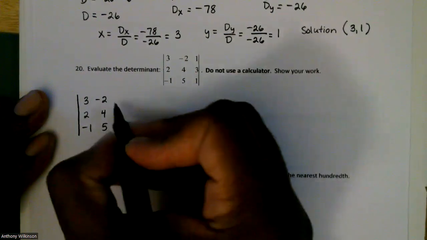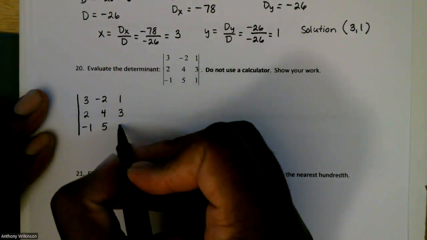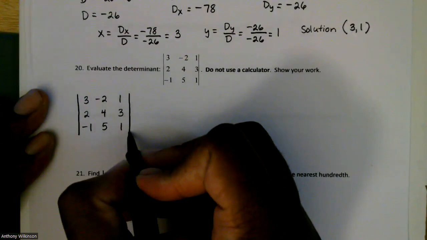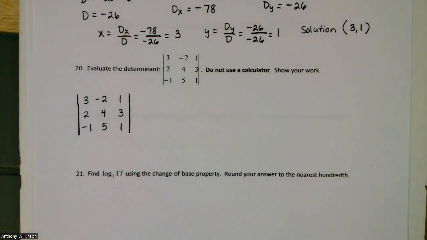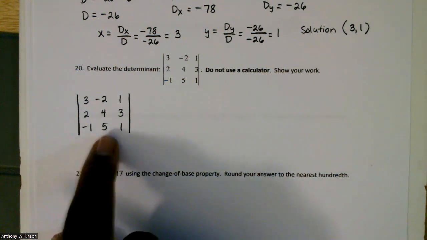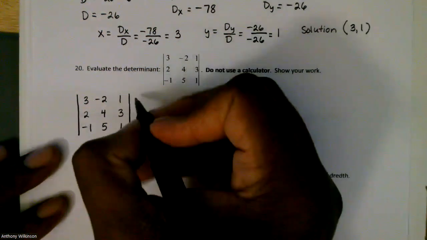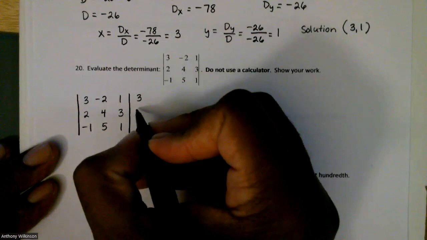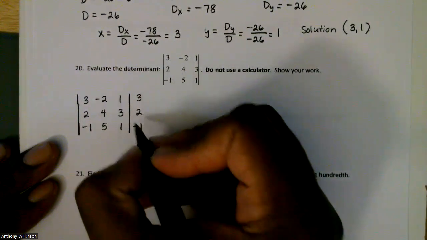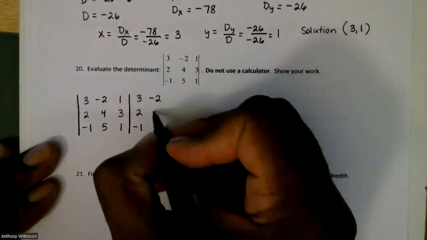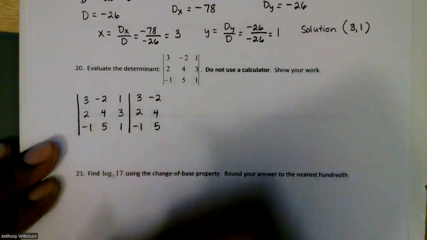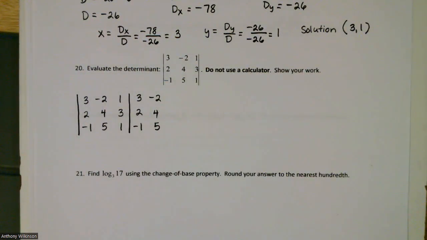Now, in the handout that I gave you for section 6-5, finding a determinant of a 3x3 matrix, the first step is to rewrite the first two columns here. So I'm going to rewrite the first column, 3, 2, -1, and the second column, -2, 4, 5. Now, the way we find its determinant would be this.